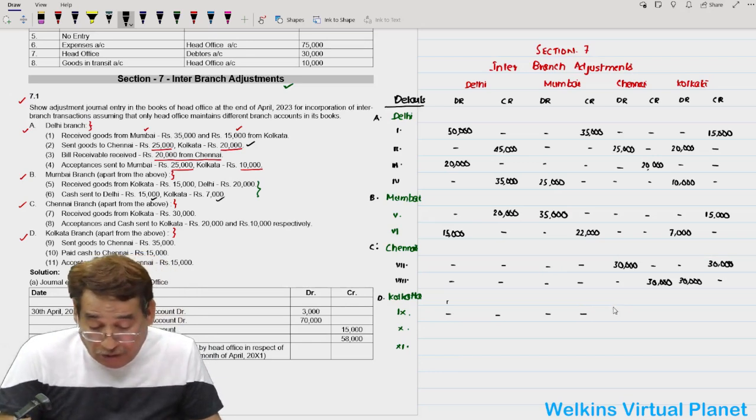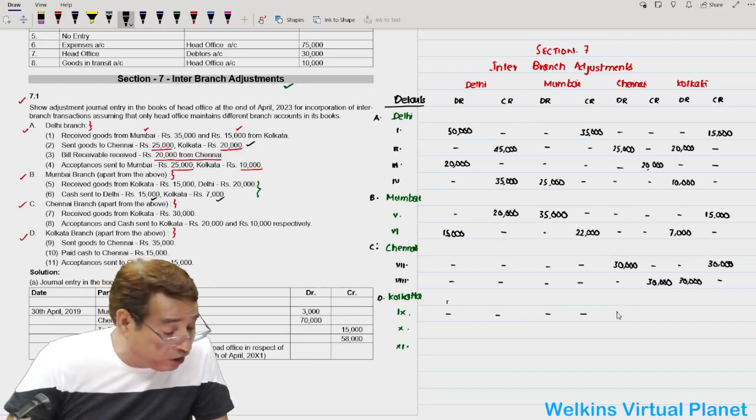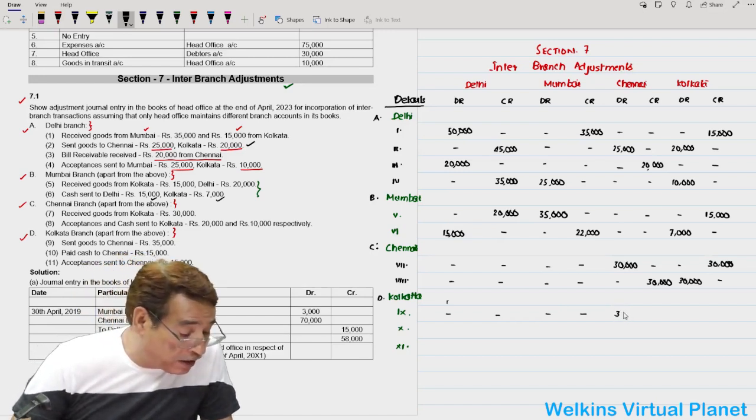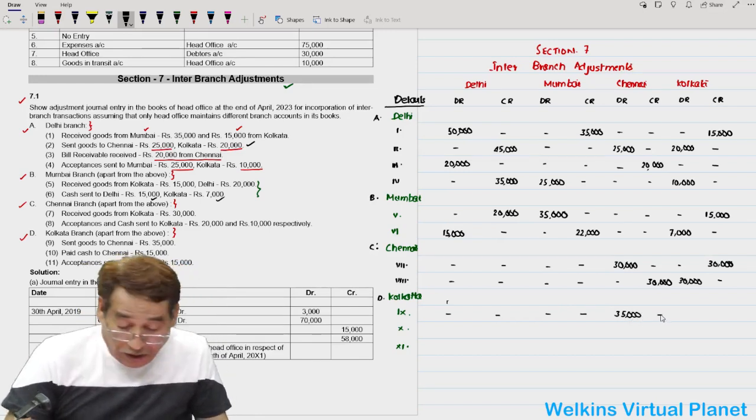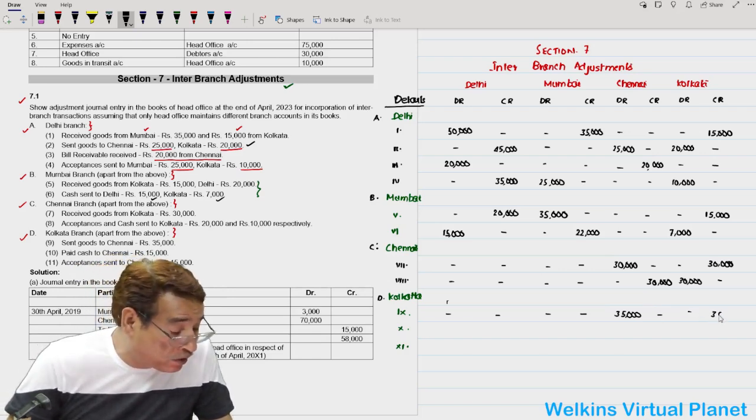Now we come to the main point. Kolkata branch is sending goods to Chennai. That means Chennai will receive the goods 35,000. So on the debit side of the Chennai, I will write 35,000. And towards the credit side of the Kolkata, I will write 35,000 because Kolkata branch is sending the goods.